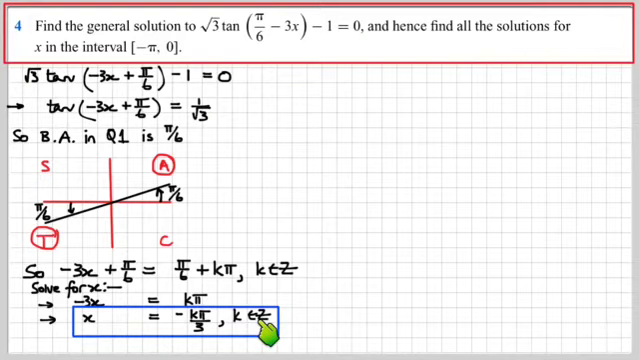And don't forget your k as an element of z, because you won't get full marks if you leave that out. You've got to specify it probably when you first introduce it, and I always like to put it in the answer just for good measure. Now that's our general solution.